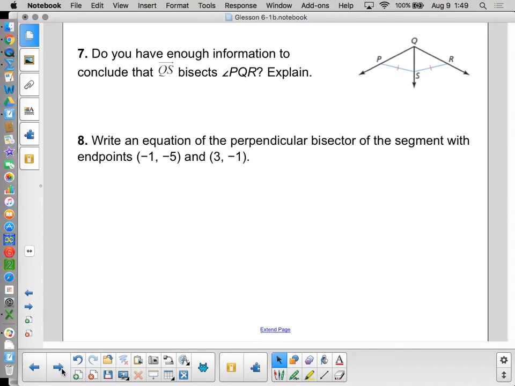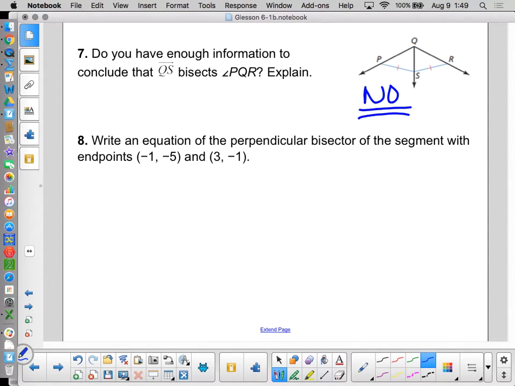Do I have enough information in number 7 to prove that QS is the bisector? SP is congruent to SR. Isn't that enough? No, it can't just be congruent. They also have to be perpendicular to the sides. Those are not right angles, so no. Angle P and angle R are not right angles.